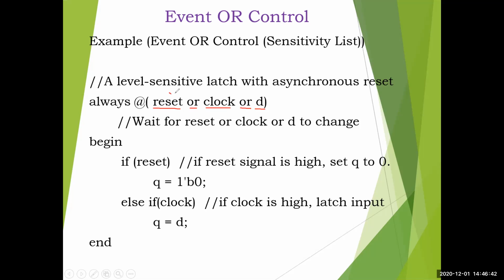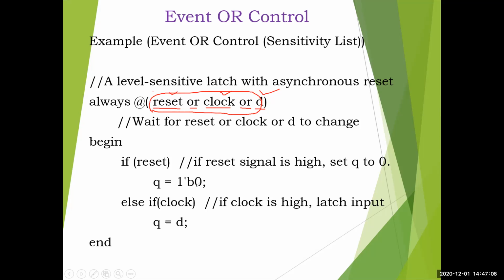That means it depends on multiple triggers, not only one. It may depend on the positive edge of the clock. It may depend on the reset also. It may depend on the input delay also. So this is the multiple trigger concept. Wait for reset or clock or D to change. That is the meaning. So this is called the sensitivity list. Whatever you write inside this bracket after the at sign is called a sensitivity list.